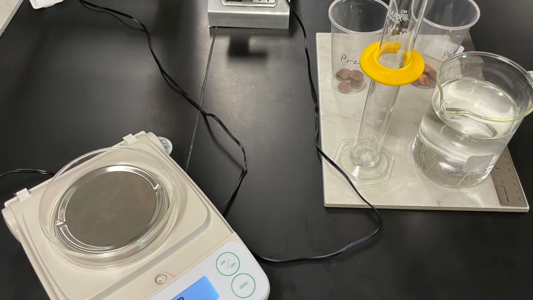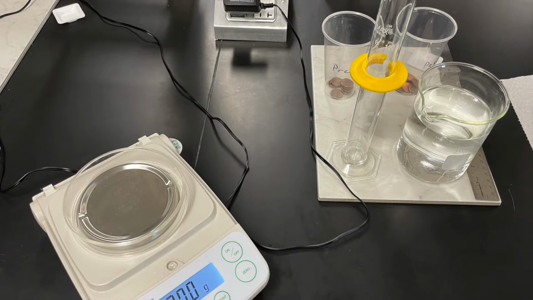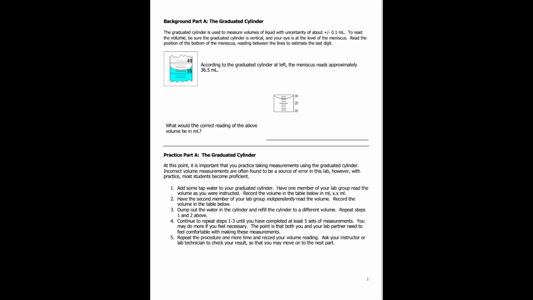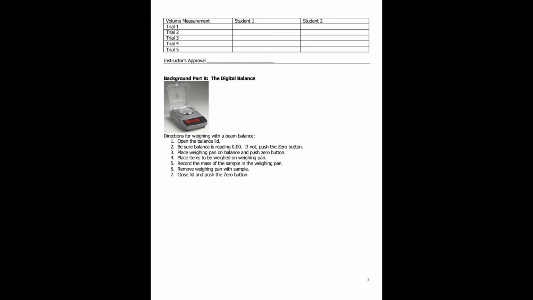Welcome to Chem 2045 Density of Pennies Lab. In this lab we're going to analyze some data from pennies that were constructed prior to 1982 as well as post-1982. From time to time the federal government changes the composition of pennies, so we are going to validate that through the recording of data.